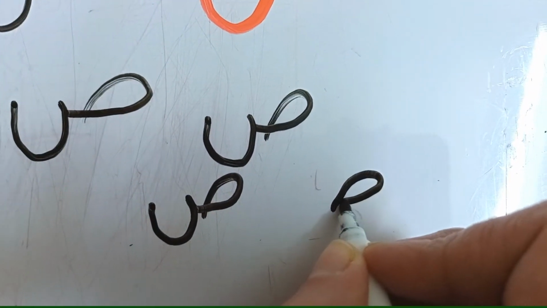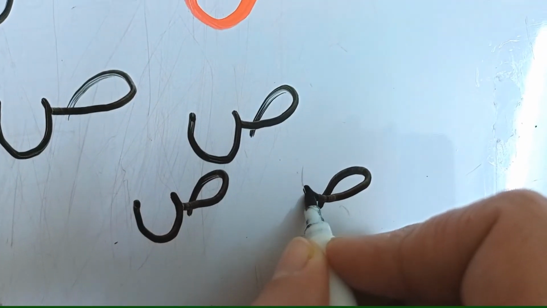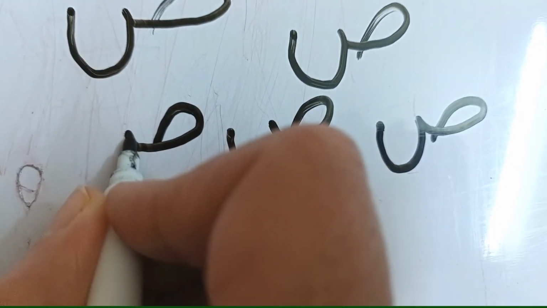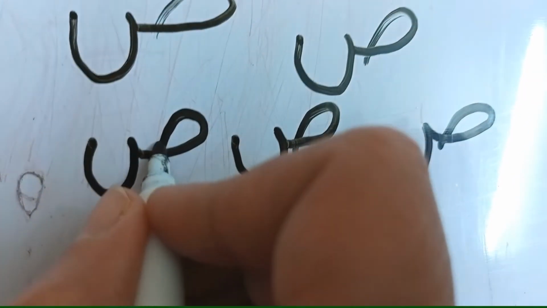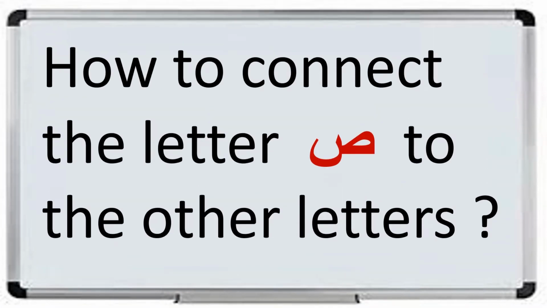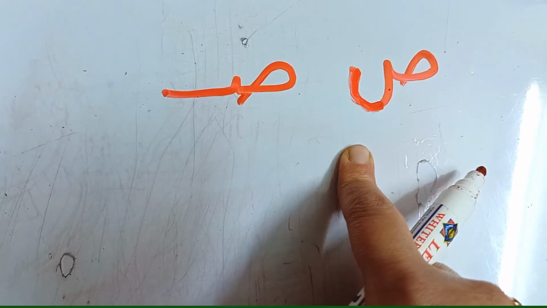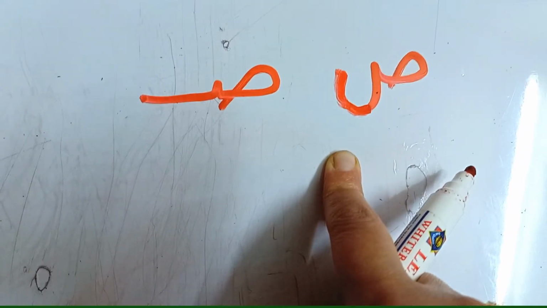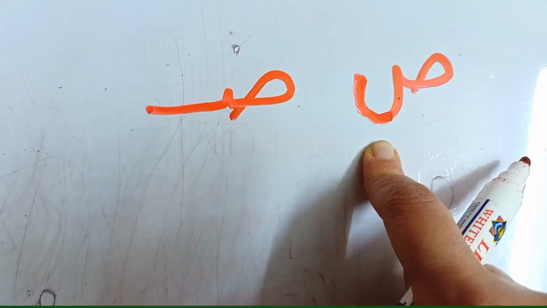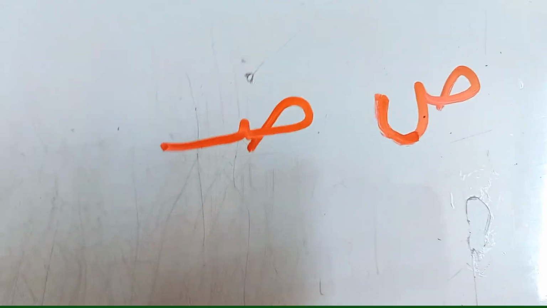A semi-oval. The letter Sad, when it comes at the beginning of the word, we remove this semicircle but leave the part of it which is on the line, like this.